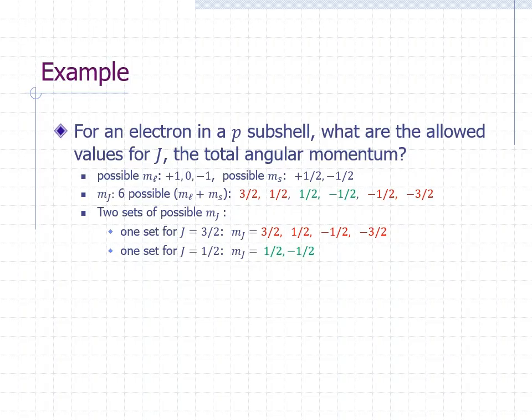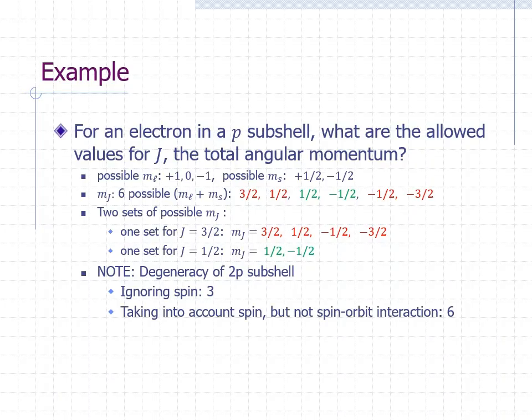Now let's connect this to degeneracy. If we ignore spin, the p subshell has a degeneracy of 3, corresponding to the 3 possible values of m sub l. When we include spin, but ignore spin-orbit interaction, this doubles to 6, since each orbital can have 2 spin states. However, when spin-orbit interaction is taken into account, the 6 states split into 2 energy levels.